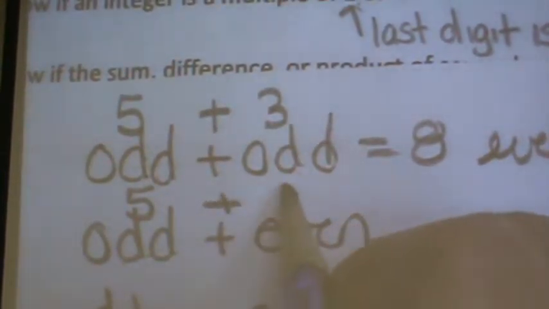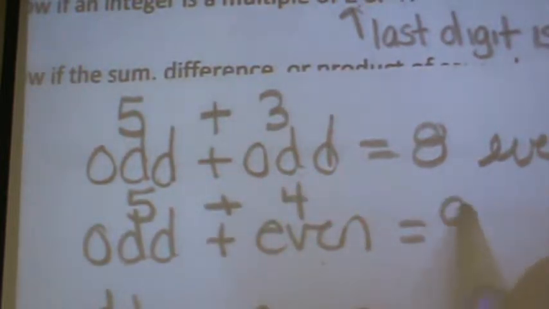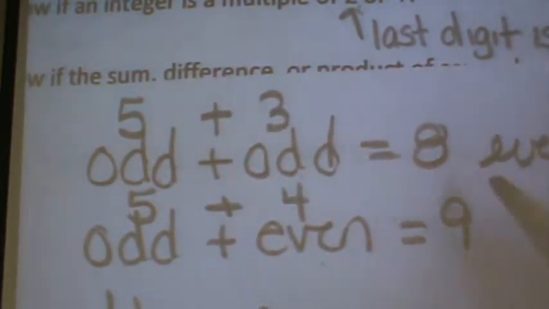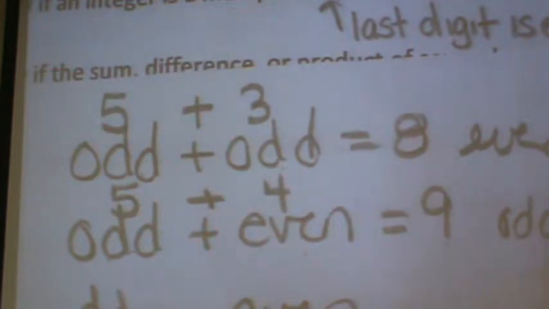What's an odd and an even? So 5 plus, let's do 4. What do you get? So that would be odd. And so forth.